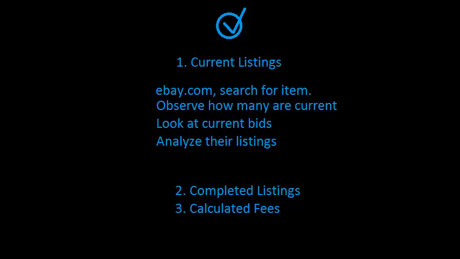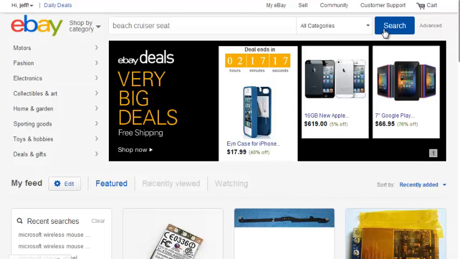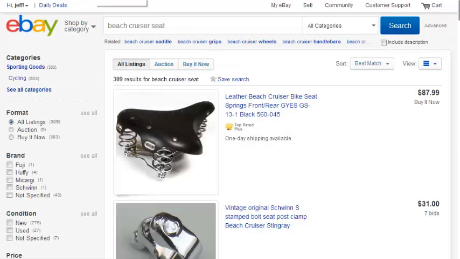The first thing we're going to cover is current listings. We'll go to ebay.com, search for an item, observe how many are current, look at current bids, and analyze their listings. Let's go ahead and hop on eBay and check that out. Let's go ahead and do a search for beach cruiser seats.